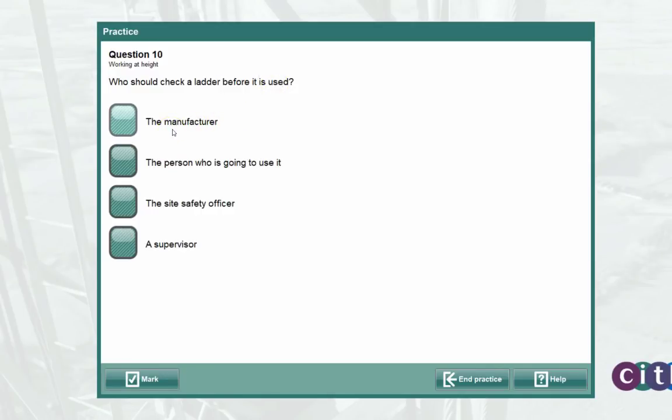Who should check a ladder before it is used? The manufacturer. The person who is going to use it. The site safety officer. A supervisor.